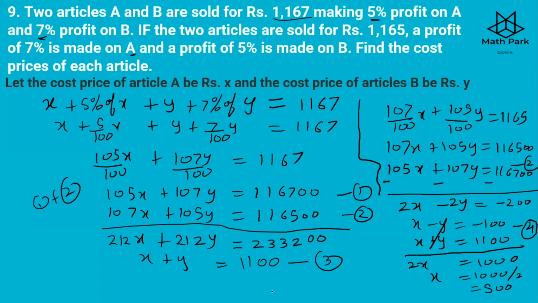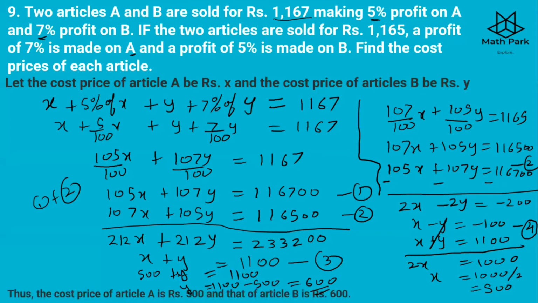Let us substitute this in equation number 3. So we get 500 plus y is equal to 1100. So you get y is equal to 1100 minus 500, which is 600. Got it? So this is how we got the cost price of article A as rupees 500 and the cost price of article B as rupees 600.